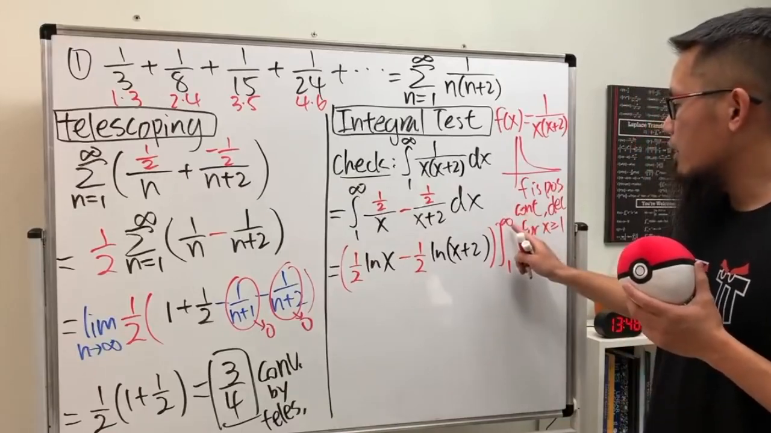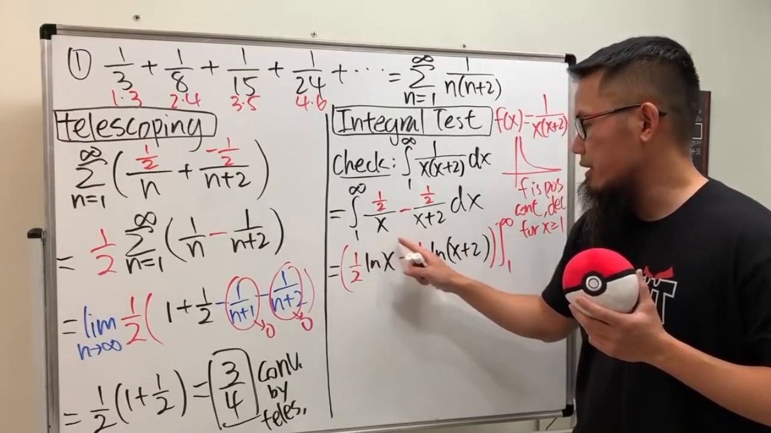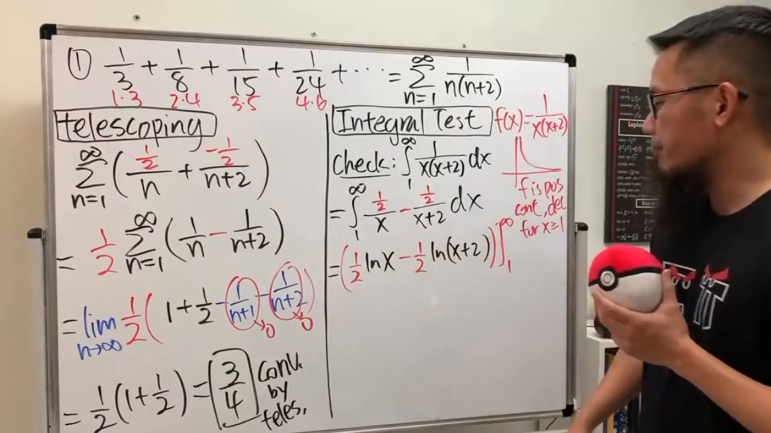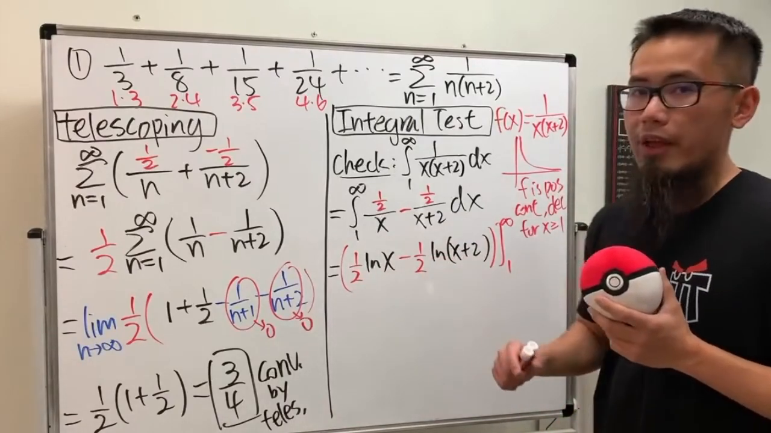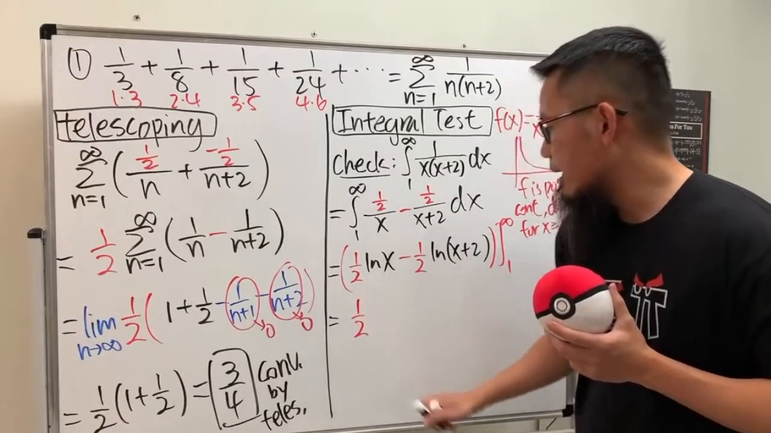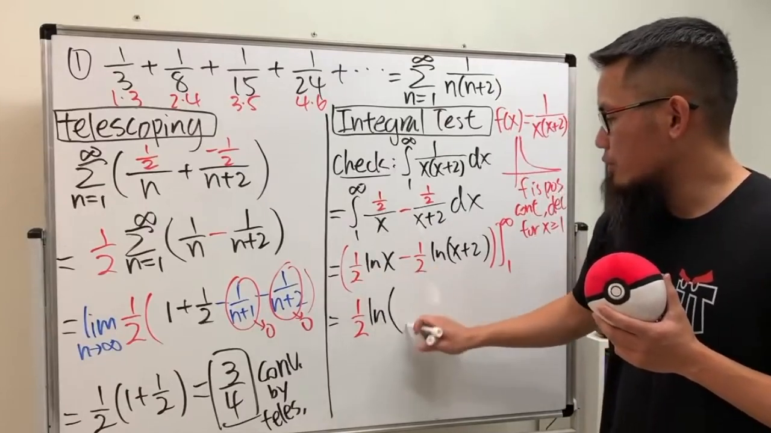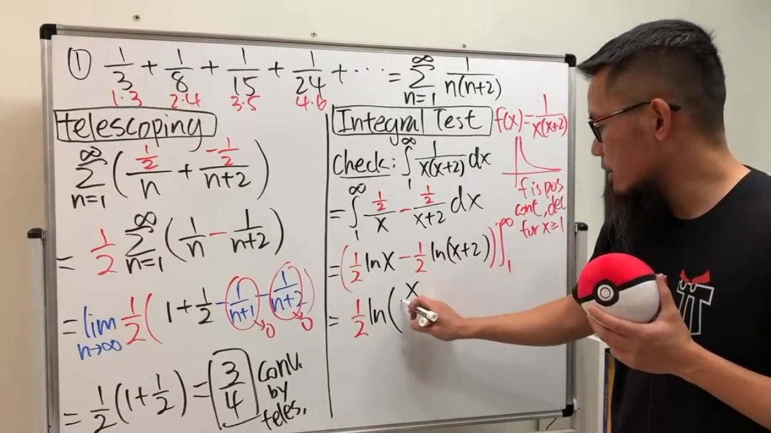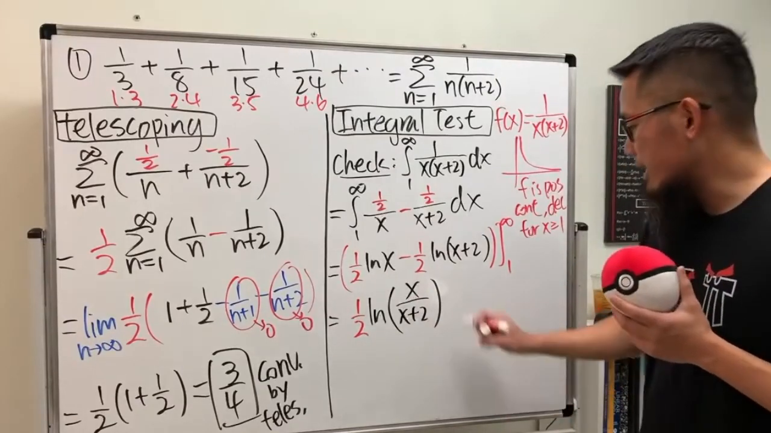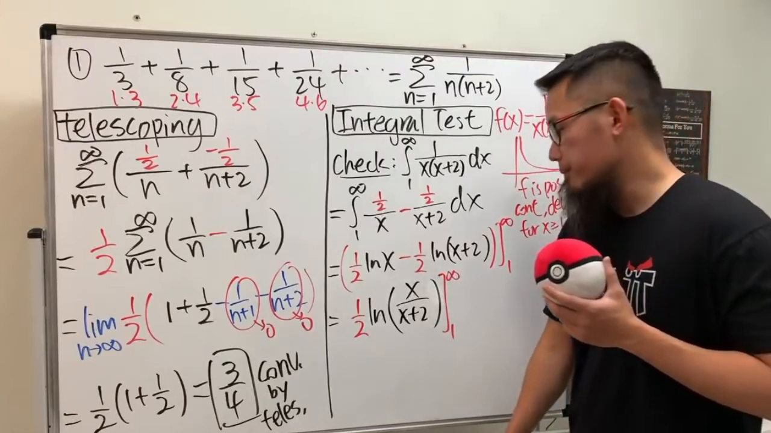numbers. When you plug in infinity though, we will technically end up with infinity minus infinity. So we are going to fix it a little bit. Notice that both of them have 1/2. So we will just write down the 1/2 one time. Both of them have the ln. This is subtraction, so we can just do x over that. Right? So we can just do that. And then we will plug in the numbers 1 and also infinity.